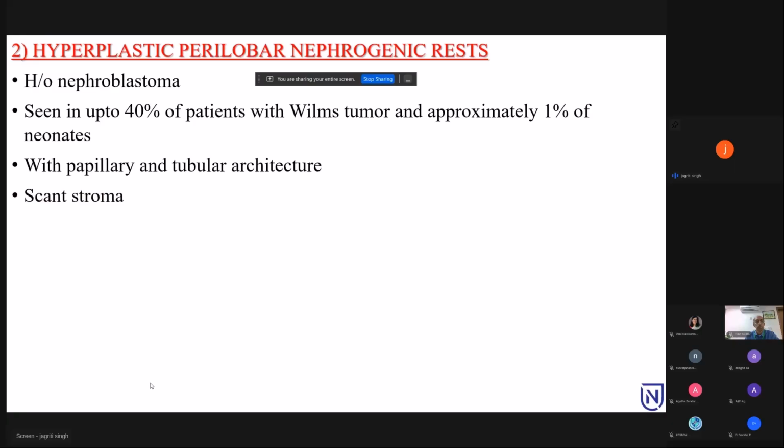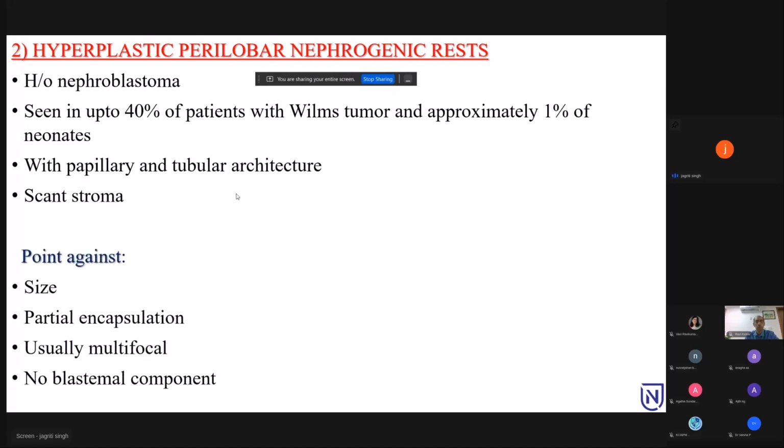My second DD is hyperplastic perilobar nephrogenic rests, as there is a history of nephroblastoma. It is seen in up to 40% of patients with Wilms tumor and approximately 1% of neonates, with papillary and tubular architecture and scant stroma. My points against are the size and partial encapsulation. Usually, hyperplastic perilobar nephrogenic rests are multifocal, and there is no blastemal component seen.